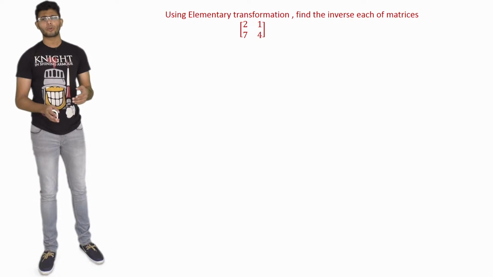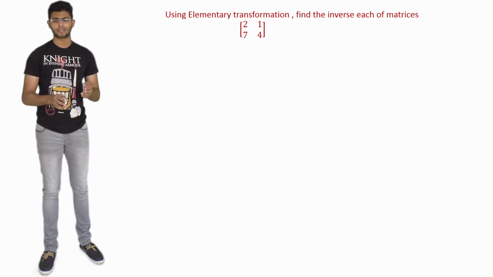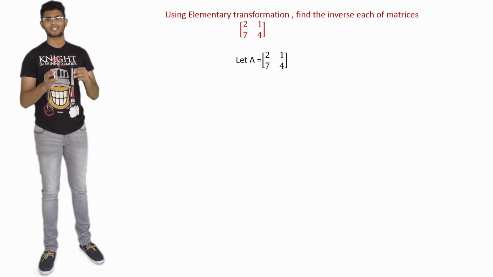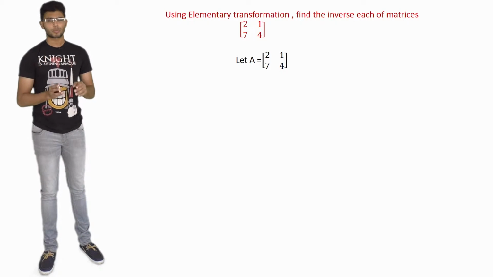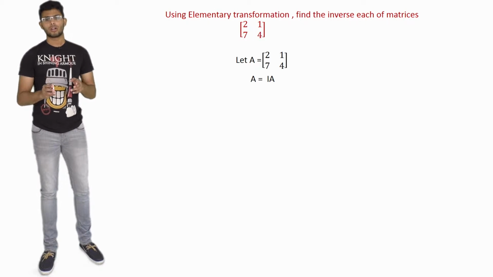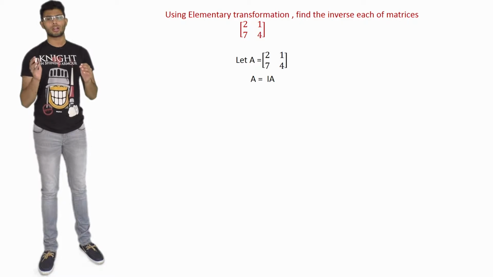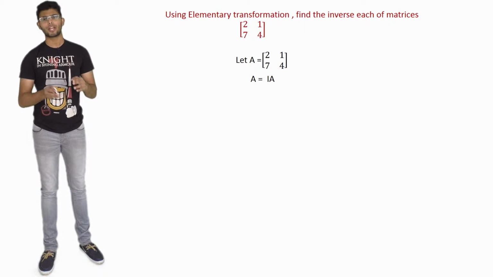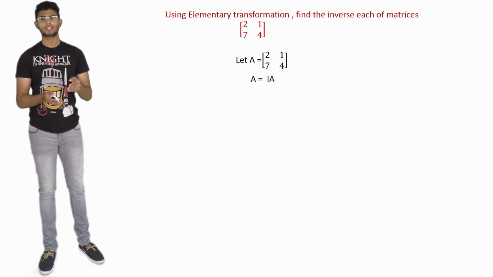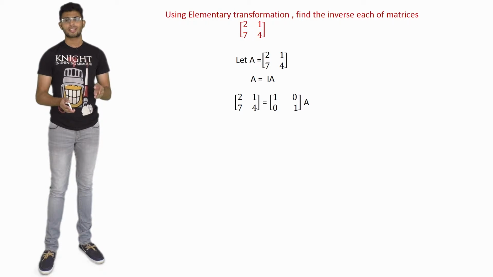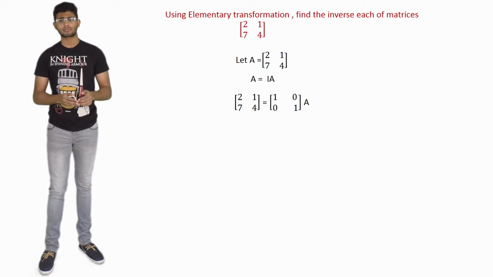So in this problem, what we have is a 2 by 2 matrix, and we're going to call this matrix A. What we have to do is find the inverse of this matrix using elementary row transformation. To do that, remember that when an identity matrix is multiplied with your matrix, you just get the matrix itself. So let's substitute the values of A and I.